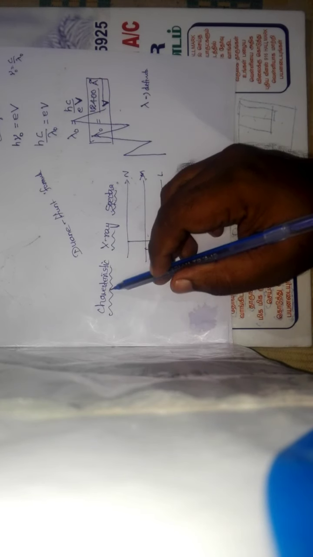Dear students, the next one is characteristic X-ray spectra. Generally, you know, it consists of definite, well-defined wavelengths superimposed on the continuous spectrum. At that time it produces a characteristic X-ray spectrum, like that. Number of peaks are there. These are well-defined wavelengths. So this type is called a characteristic X-ray spectrum.